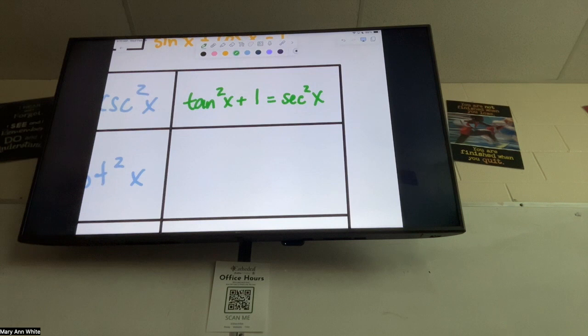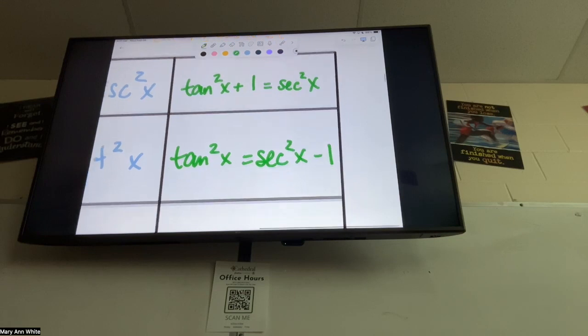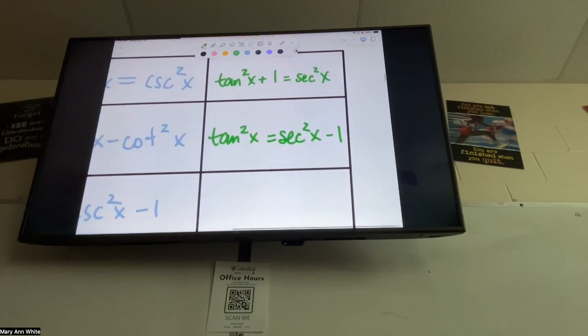So if I wanted tangent squared by itself, tangent squared is gonna be equal to secant squared minus 1. And then if I wanted 1 by itself, what would I have? 1 equals secant squared minus tangent squared.